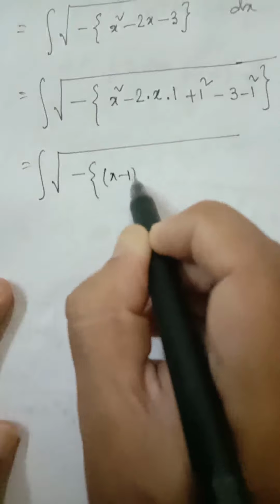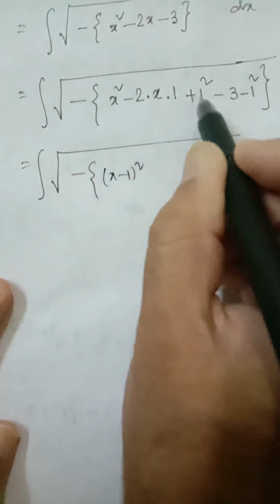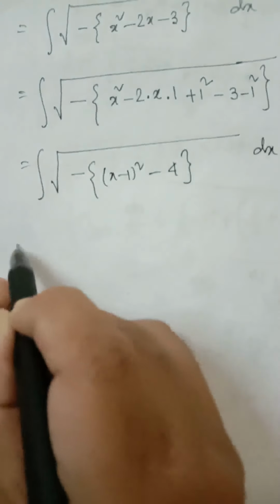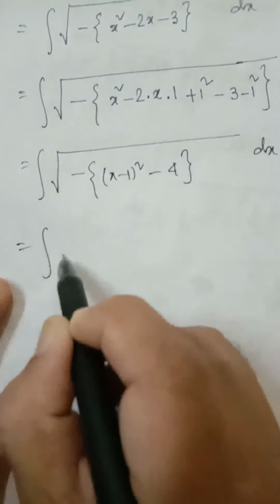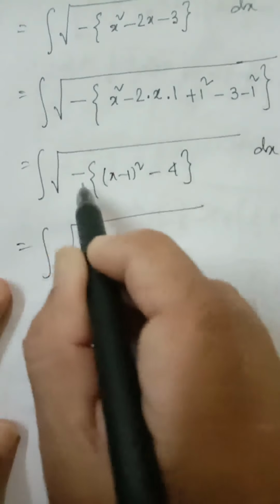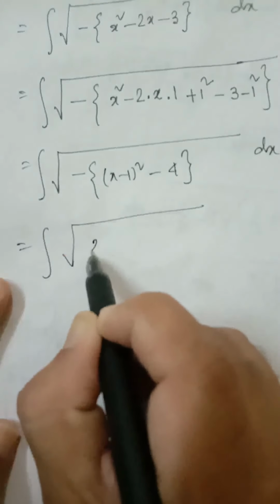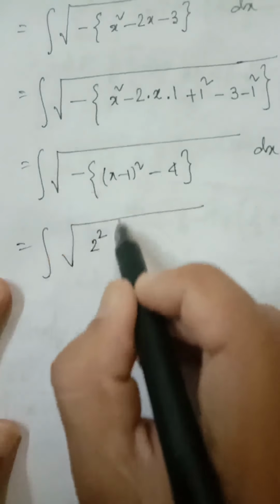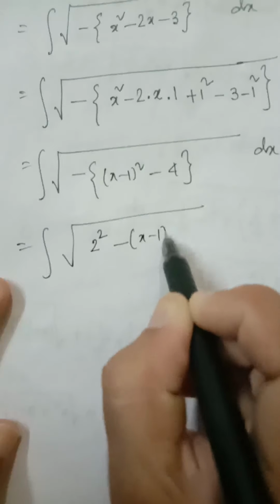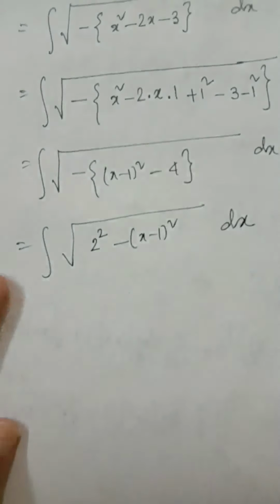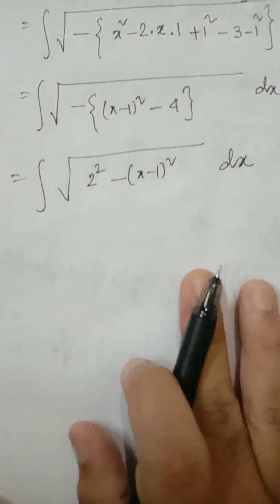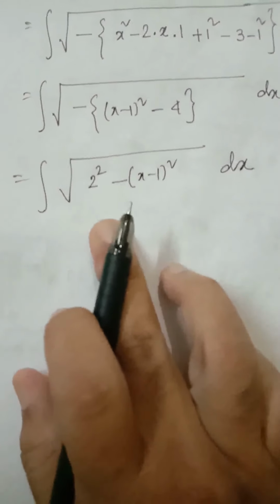x minus 1 whole square, since x square minus 2x plus 1 is x minus 1 whole square, minus 3 minus 1 is minus 4, dx. Now the integration will be root over 4 minus, minus and minus plus 4, so plus 4 means 2 square, minus x minus 1 whole square, dx. Okay, so now this integral is of the form root over a square minus x square.